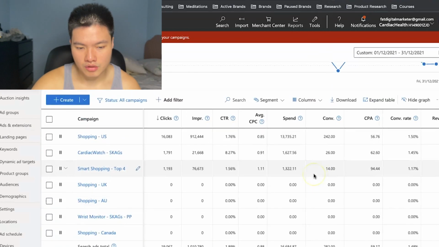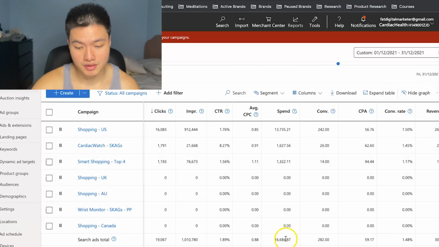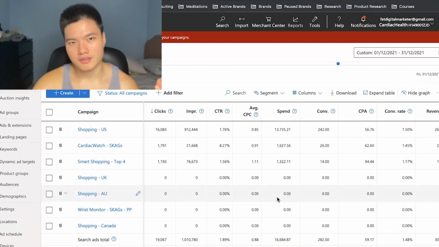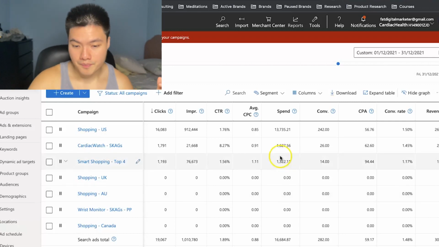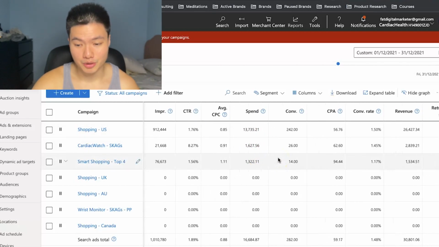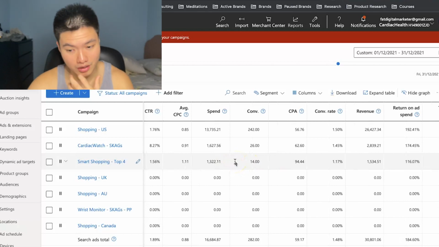In our Bing account, you can see that we spent about 16,000 in Singapore dollars as well. That's about 12,000, maybe 12,500 US dollars. We ran primarily all shopping campaigns, with 90 to 95% of the sales coming from shopping campaigns. I tried to test smart shopping, but it didn't work out that well for me.